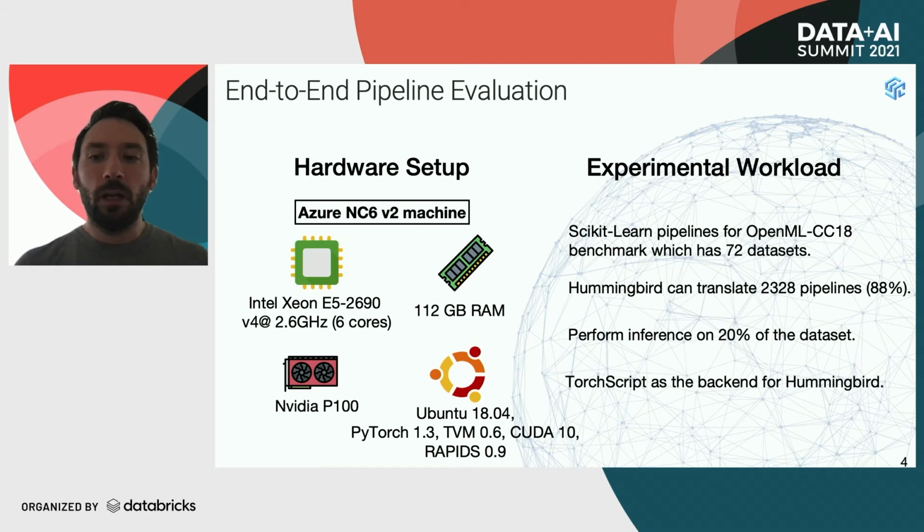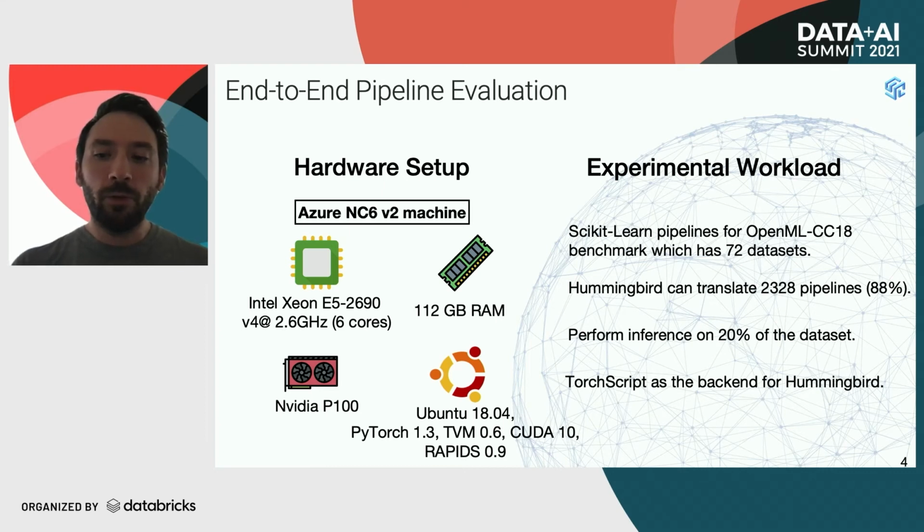and we trained around 300 scikit-learn pipelines. Among all the pipelines that are inside this OpenML benchmark, Hummingbird was able to translate around 80% of them. For the performance that I'm going to show, we took the dataset, did an 80-20 split, did the training using the 80%, and did the testing using the remaining 20%.